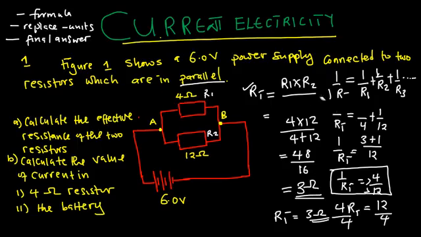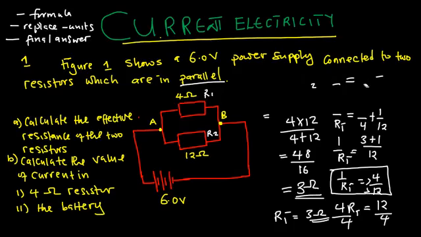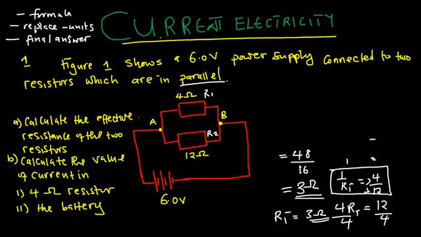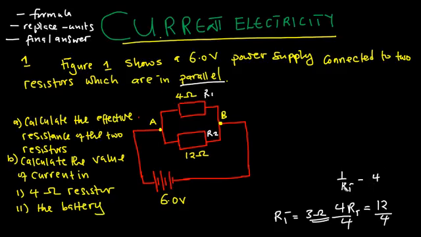Now, if we come to the second question, the second question is: calculate the current in the 4 ohms resistor. So we want to find the current in the 4 ohms resistor. Now, at this point also, you need to know the formula that connects the 3, that connects resistance, current, and voltage, and that is what we call Ohm's law. Ohm's law states that the current flowing through a conductor is directly proportional to the voltage, provided other conditions such as temperature are kept constant.